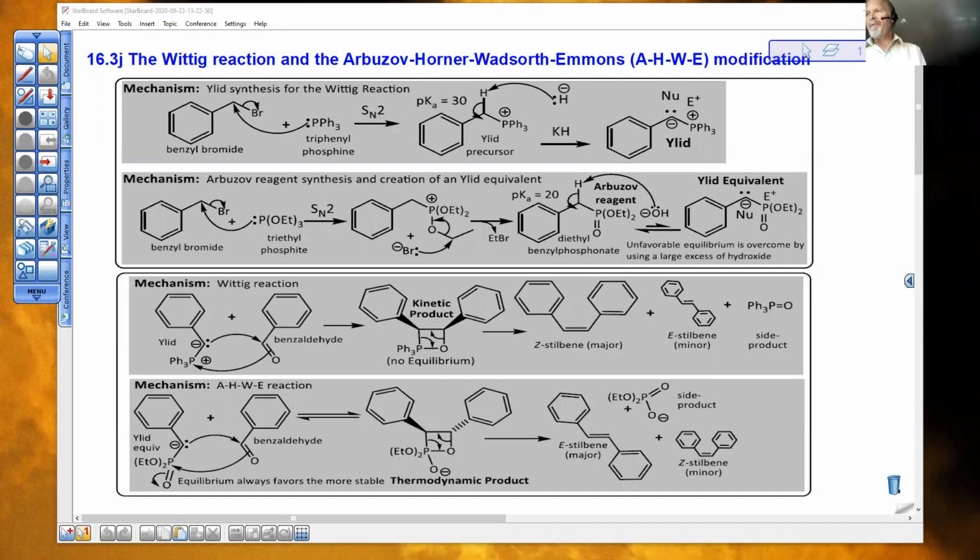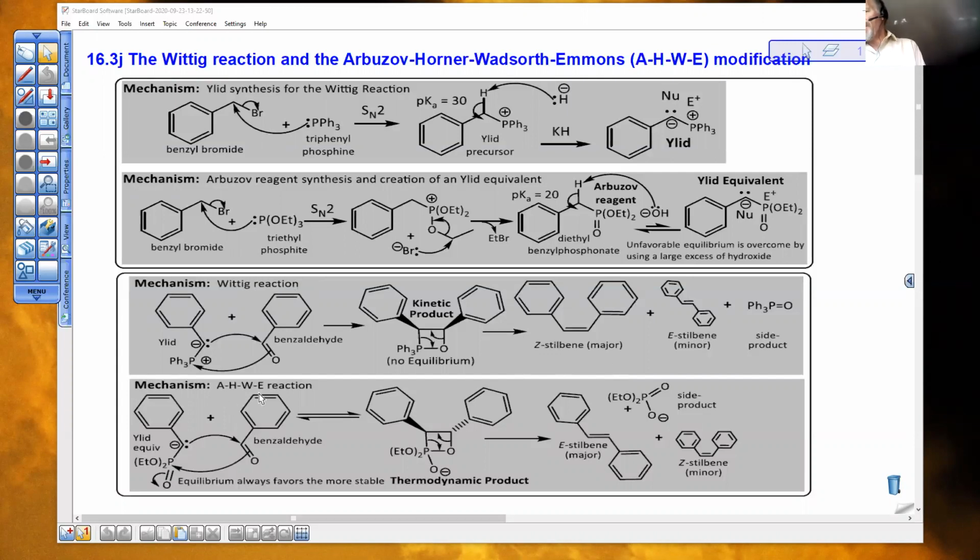We're going to look at the Wittig reaction over here and the Arbuzov-Horner-Wadsworth-Emmons reaction, which is a modification of the Wittig reaction. The goal in both reactions is to create, down here, alkenes. The Wittig protocol creates Z-alkenes as a major product, with the E being minor.